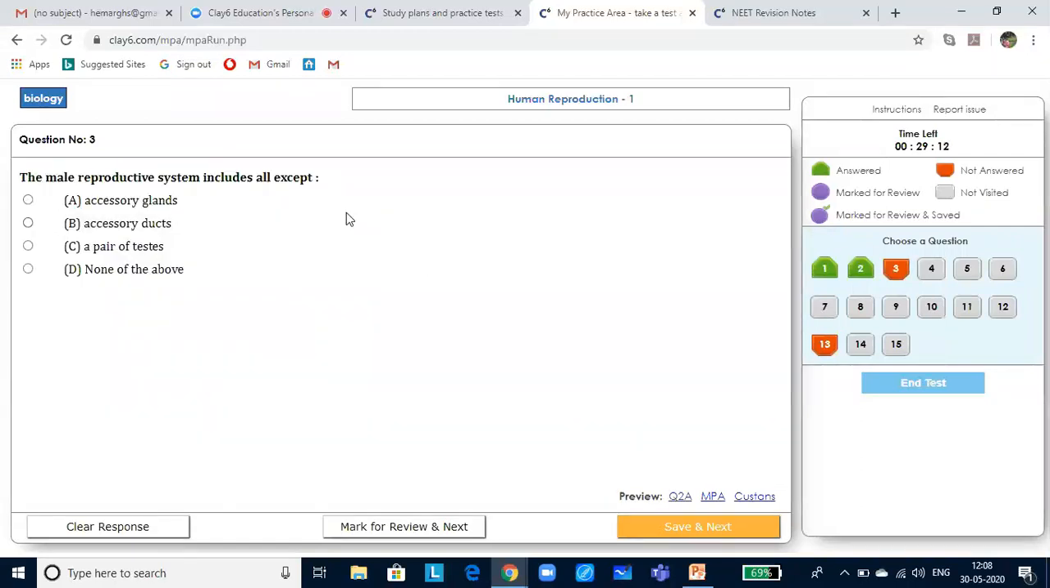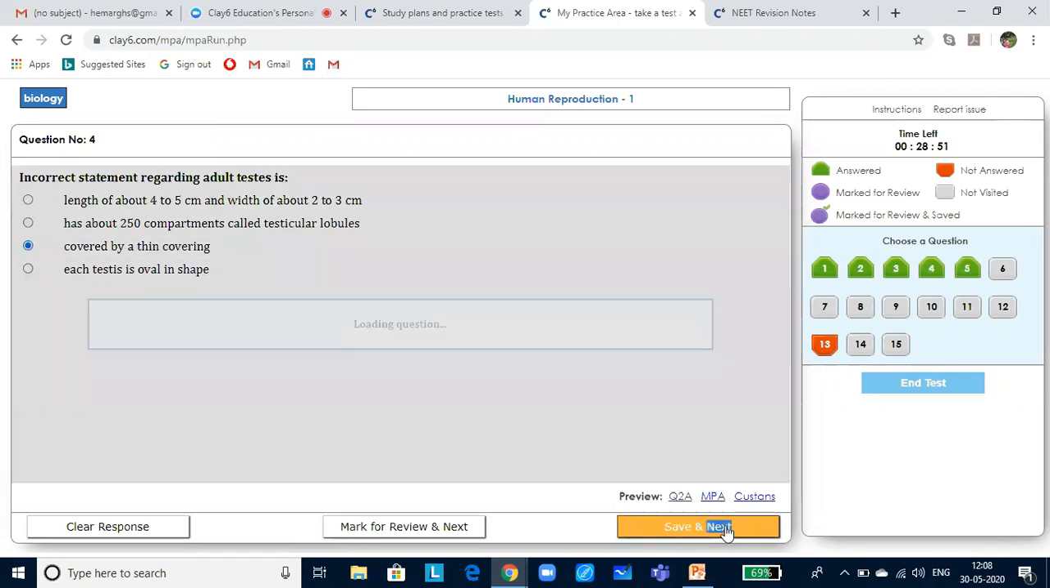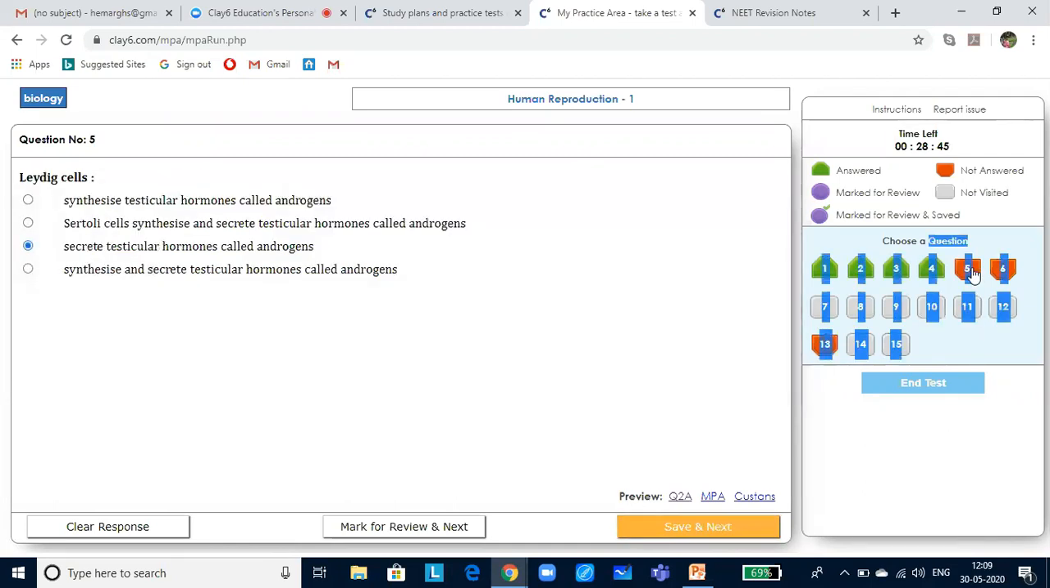The male reproductive system includes all except accessory glands, ducts, none of the above, because all are part of the human reproductive system. Incorrect statement regarding adult testes is: covered by a thin covering, because it is covered by a dense covering. The male sex, I think the fifth one we have not done.